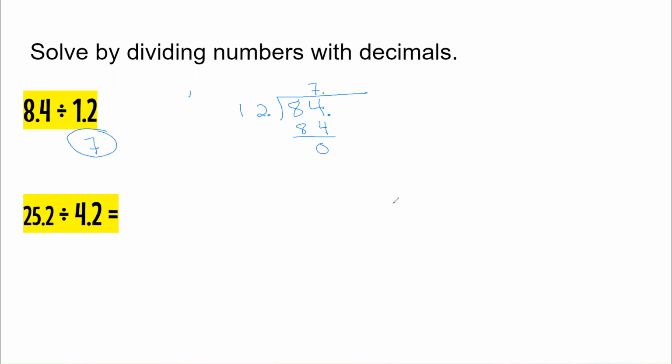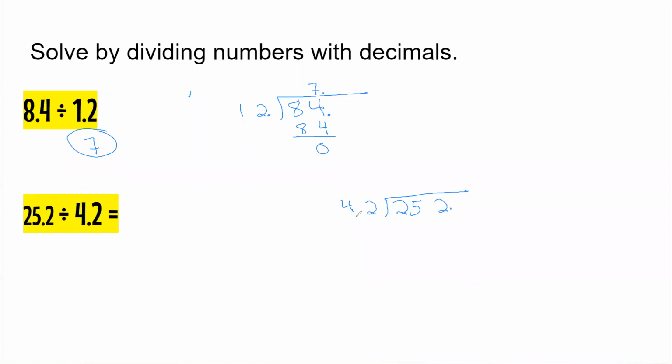So let's try the next one. We're going to put the dividend inside the division box and divide it by 4.2. 4.2 is not a whole number. We have to move our decimal to the right one position. Whatever we do inside, we must do outside. So now I'm going to erase those original decimals.